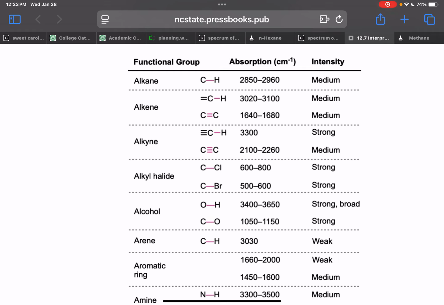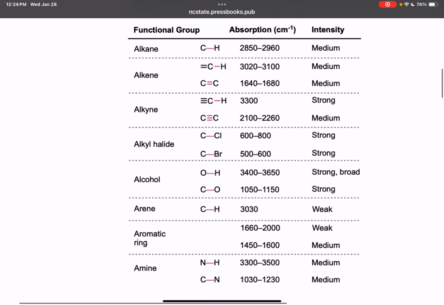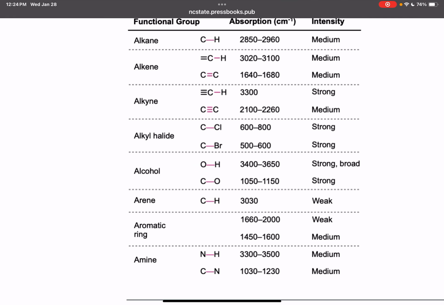Now, when it says intensity medium, what that means is we expect the absorption, the strength of the peak, to dip down to maybe about the 50% mark or so. However, don't let that be the thing that makes or breaks your identification. What's more important is the position of the peaks. Okay, and then we have the alkenes. A CH bond there is going to show up a little bit further to the left. Then the CH for an alkyne is even further to the left.